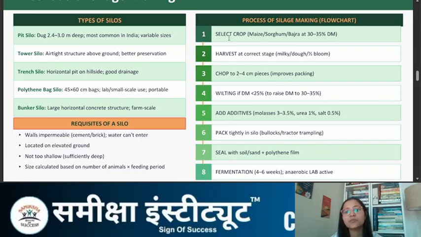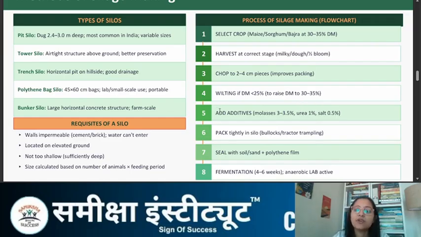And what is the basic process of silage making? First, the crops need to be selected. Maize, sorghum, bajra are preferred at 30 to 35% dry matter. They should be harvested at the correct stage, that is the milk or dough stage or half bloom stage. Then they need to be chopped into 2 to 4 centimeter pieces, because it improves packaging and the surface area will also be higher. Then wilting: if dry matter is less than 25%, it needs to be raised to 30 to 35%, because high moisture crops will lead to poor quality silage.